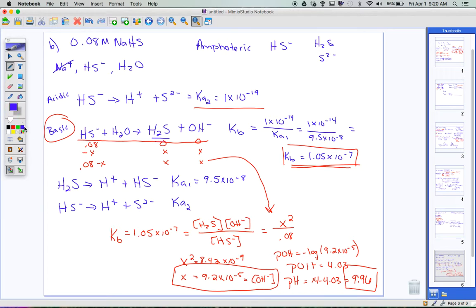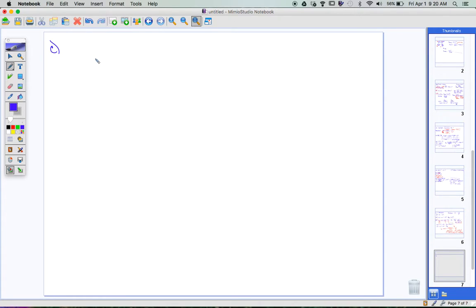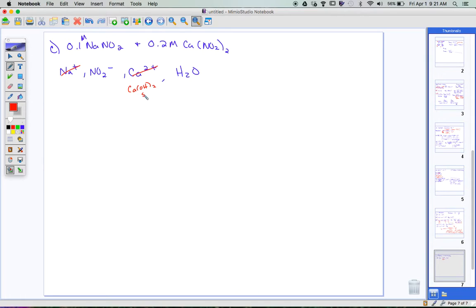All right, and then in C, this is the last one we're going to do, and then you can work on your homework. C is a mixture of 0.1 molar, I forgot my molar, NaNO2 and 0.2 molar CaNO2. So if it's a mixture, then what's in solution? We have Na pluses, we have NO2 minuses, we have Ca2 pluses, we have some more NO2 minuses, and we have some water. Okay, the sodium we know won't affect the pH, neither will the calcium, because the calcium came from calcium hydroxide, which is a strong base, right?